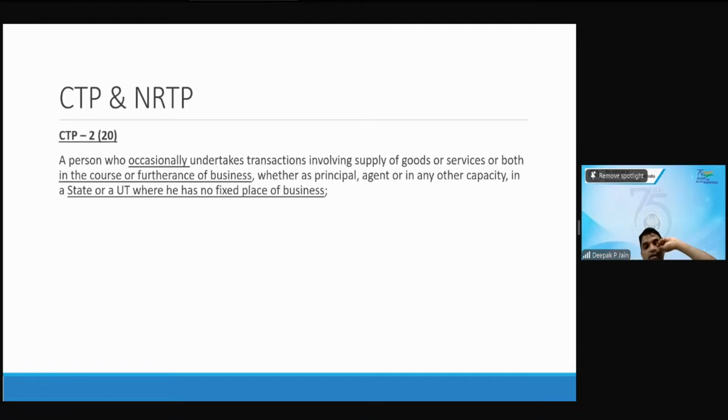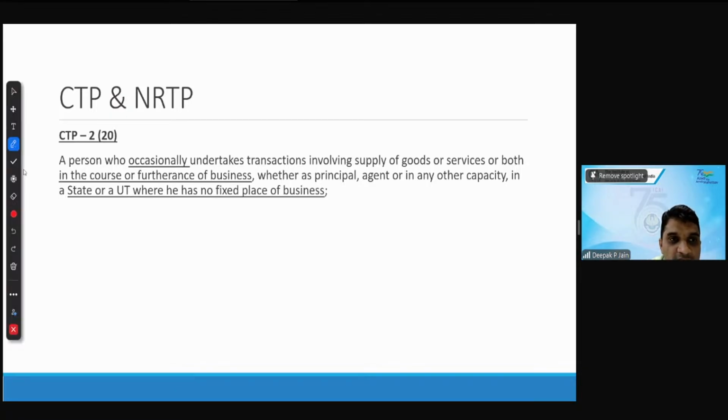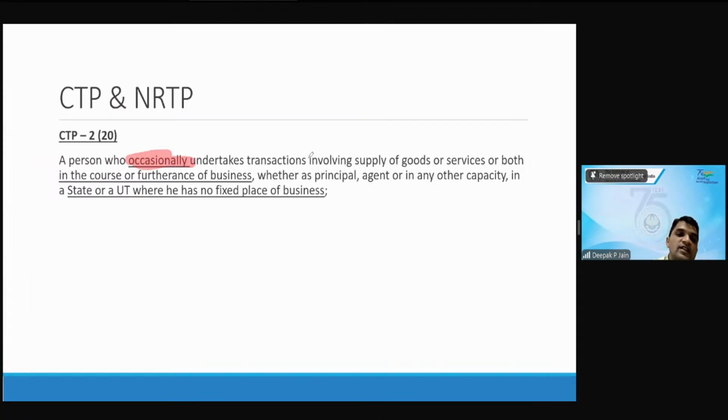Who is CTP? A person who occasionally undertakes transactions involving supply of goods or services. As the word suggests, which is highlighted here, not regularly, because if he is doing it regularly, then he will have a shop, he will have a fixed establishment, he can register there. But he is not doing it regularly, he is doing it occasionally. So this is very important that he is doing this transaction occasionally. Okay. Occasionally undertakes transaction involving supply of goods or services or both in the course or furtherance of business.